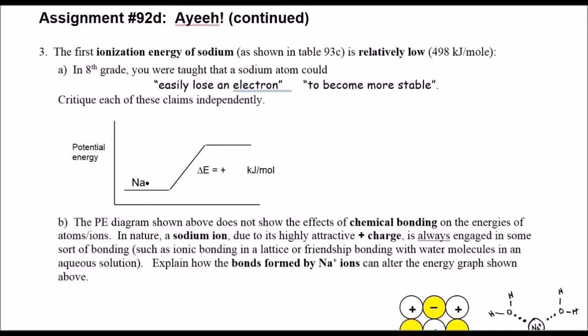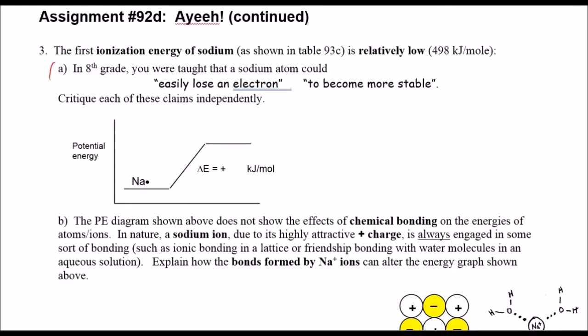All right, here we are in problem number 3. There's a claim made here. I'm hoping these ideas do look familiar. Sodium atom could easily lose an electron to become more stable. So part of this is based on the atomic structure of sodium.